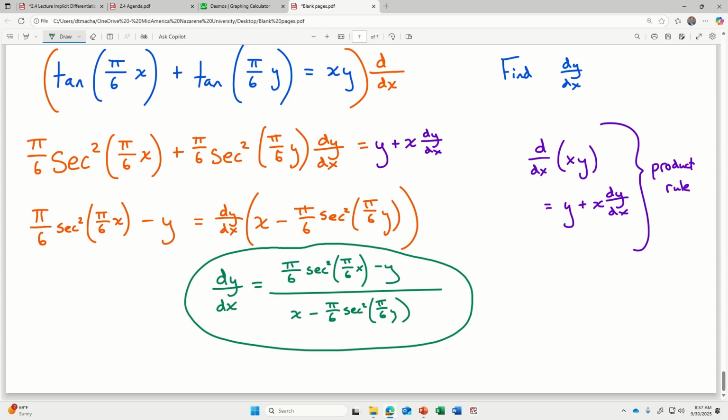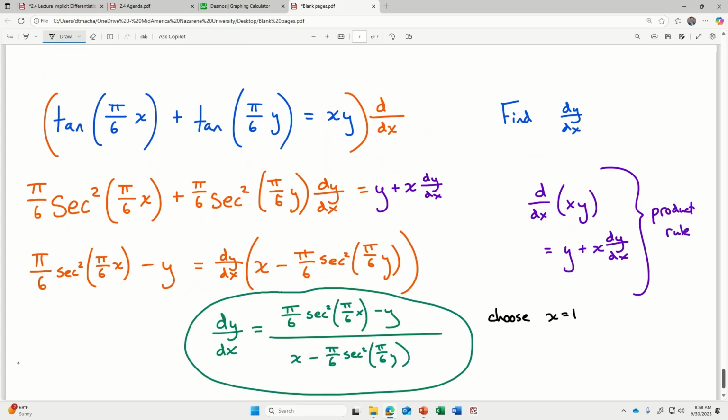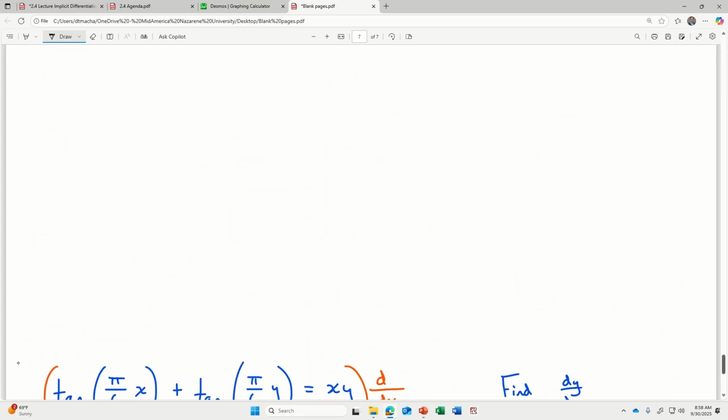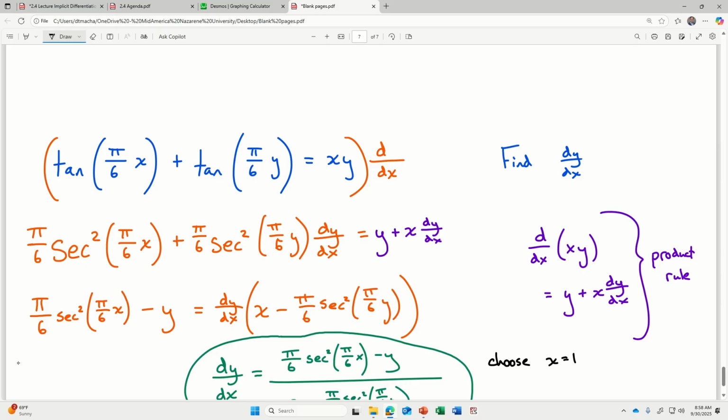Okay, so what you might want to do next is choose x equals 1 and see what happens. And so I would take my original equation here in blue and plug in x equals 1, and we'll see. That one I would have tangent of pi over 6 plus tangent of pi over 6y is equal to y.